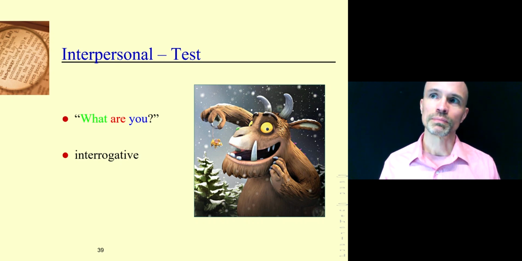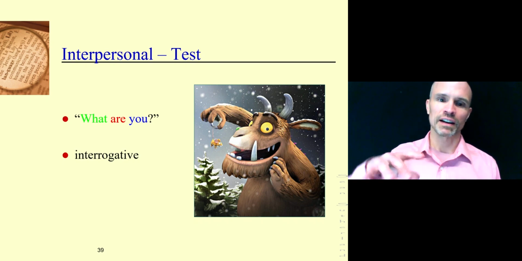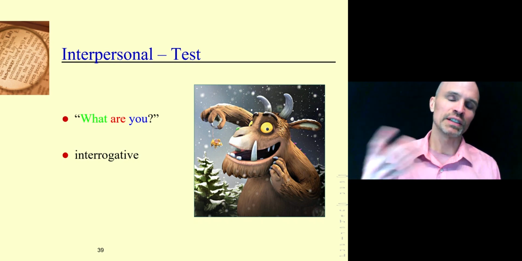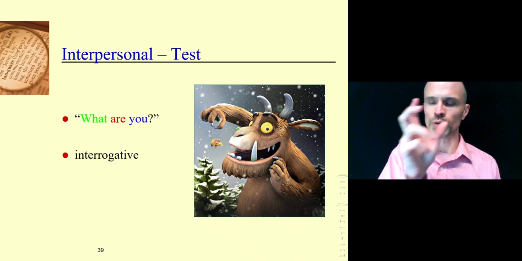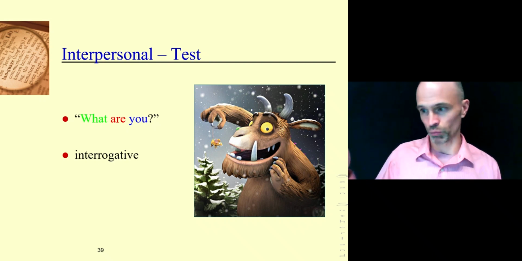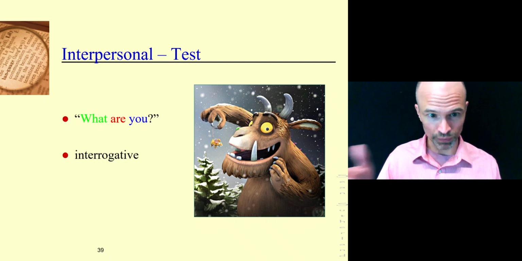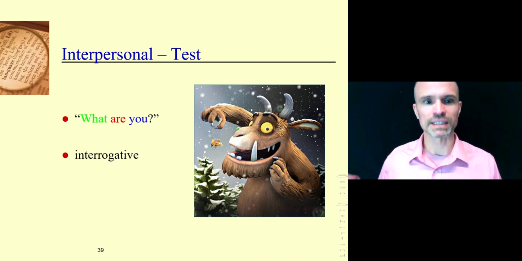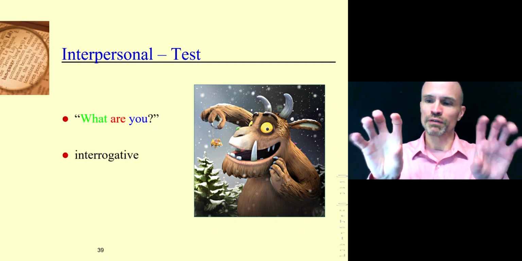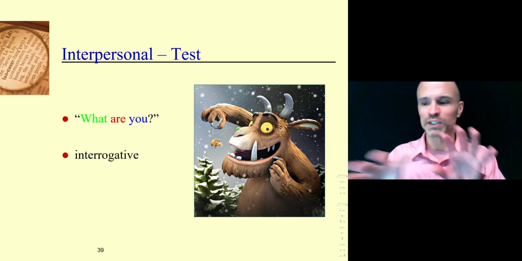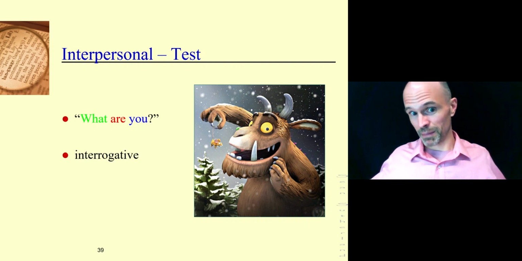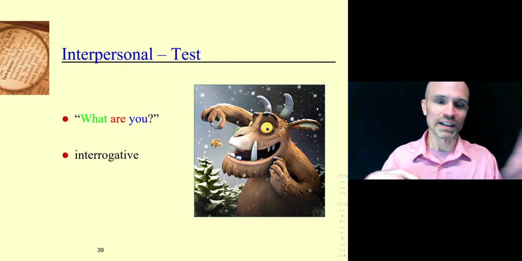How would you check what the subject and finite are here? Turn it around into a declarative. What would you say? You'd say you are what, and then you'd replace what with the answer. You'd say you are a mouse. If the Gruffalo knew, he'd say you are a mouse. He doesn't know, so he reverses the you and are and makes are you a mouse, but he doesn't know, so he says what are you?